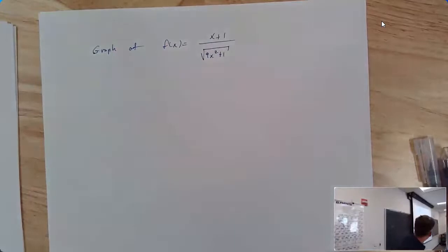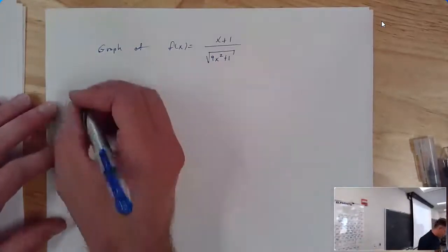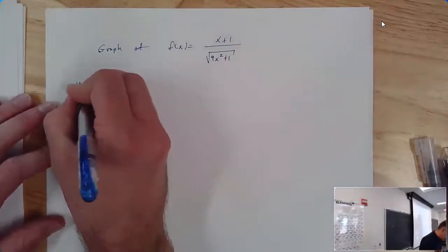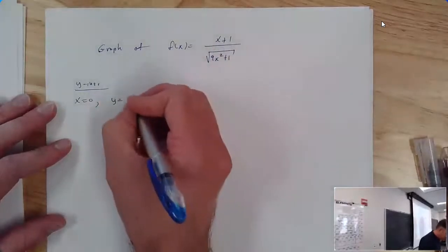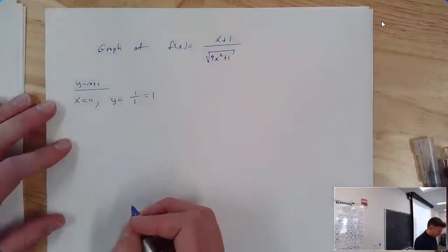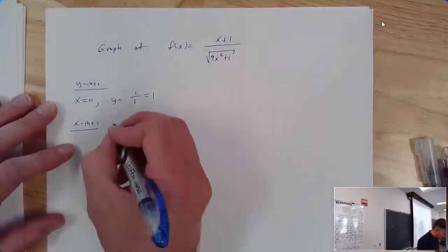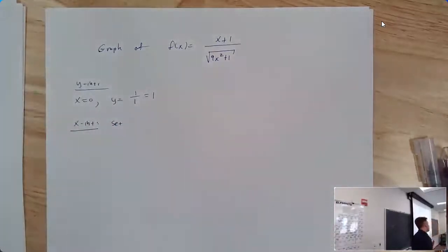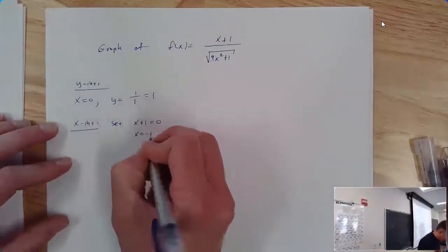Sure. So if I was actually going to graph this, here's what I would do. I would find the y-intercept by setting x equal to 0. I would get y equal to 0 plus 1 over square root of 0 plus 1, which is 1. If I want to find the x-intercepts, I would really just set the top equal to 0. You're really setting the whole function equal to 0, but when you want a fraction to equal 0, you really just want the numerator to equal 0. We're going to get x equal to negative 1.